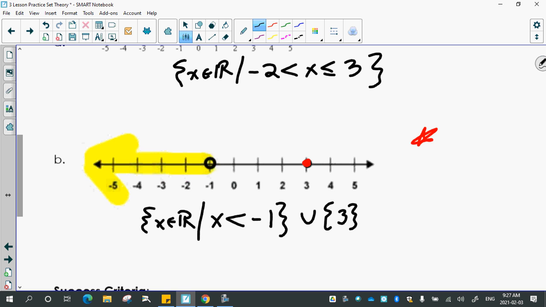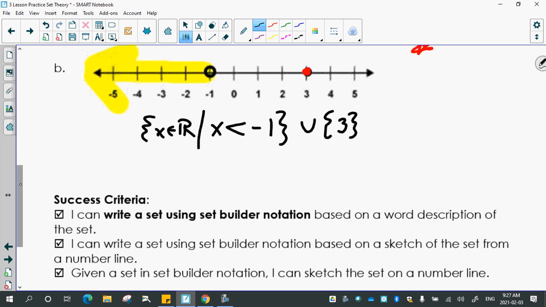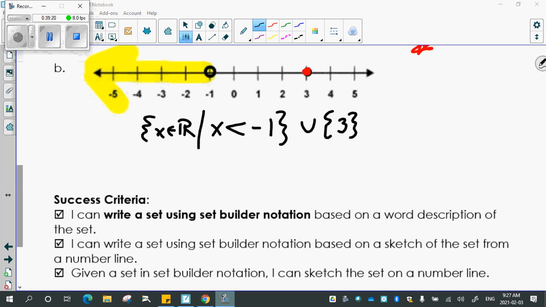Okay. So that is our intro to set theory. Why we're learning it is domain and range, which we're going to do next. But first, I got a little worksheet for you on just what we did here, set builder notation.